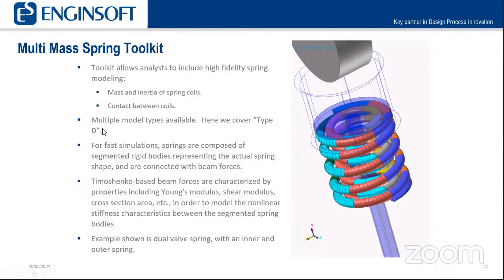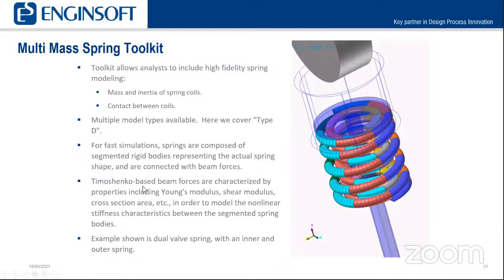There are multiple model types available for the Spring Toolkit. There are about 4 different types, but in this case, we're going to cover what's called the type D. For faster simulations, this toolkit automates the construction of these segmented spring bodies, which are rigid bodies. And then the rigid bodies are connected with beam forces to represent the stiffness of the spring.